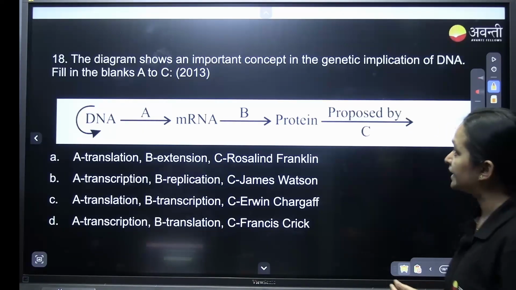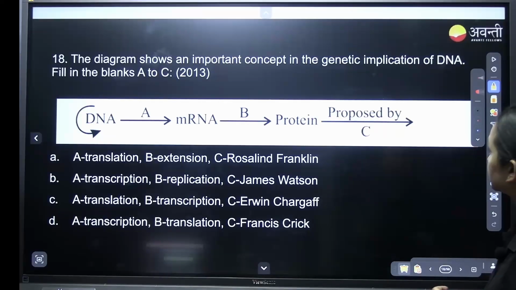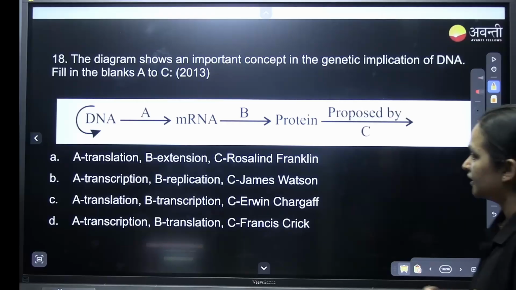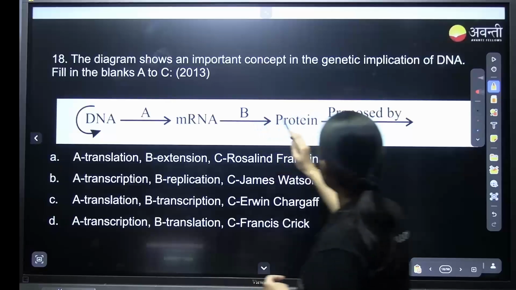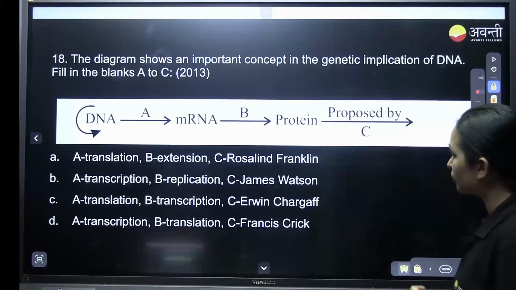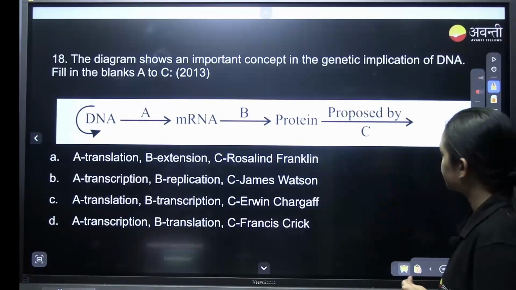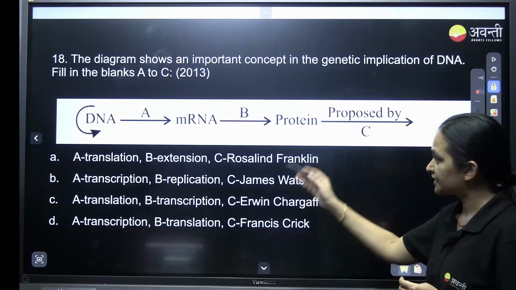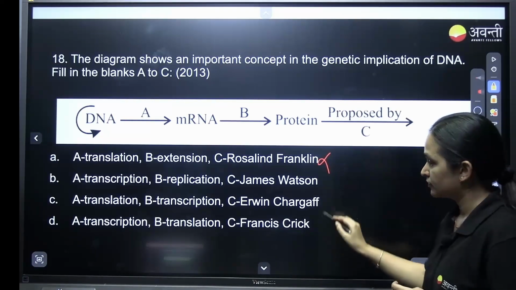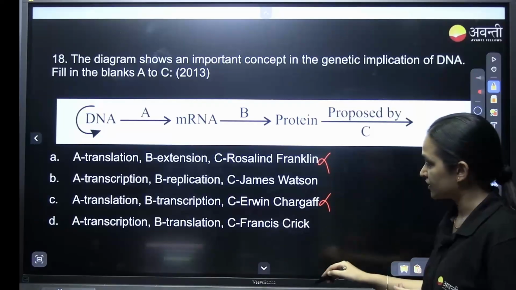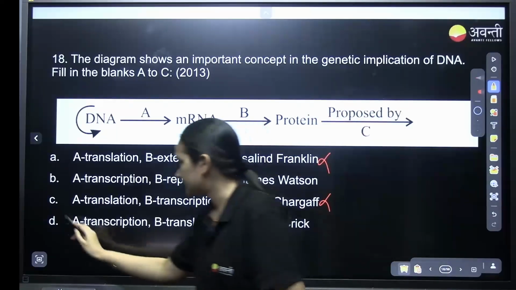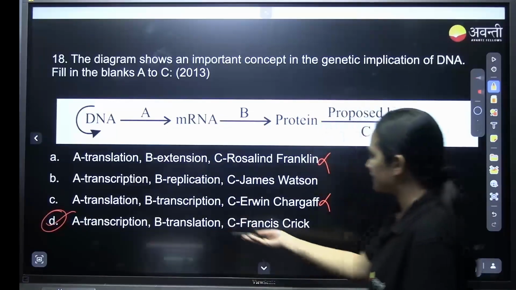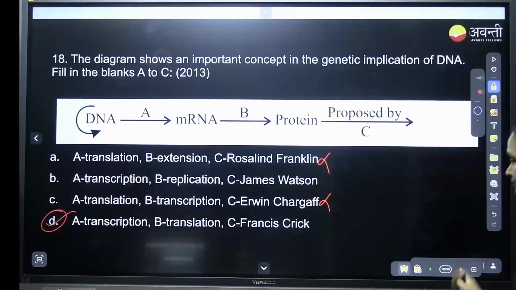The diagram shows an important concept in genetic replication. Genetic implication of DNA, fill in the blanks. So A is transcription, translation, proposed by the central dogma of inheritance, Watson and Crick. So transcription. Option D. Yes. Option D: transcription, translation, Francis Crick.